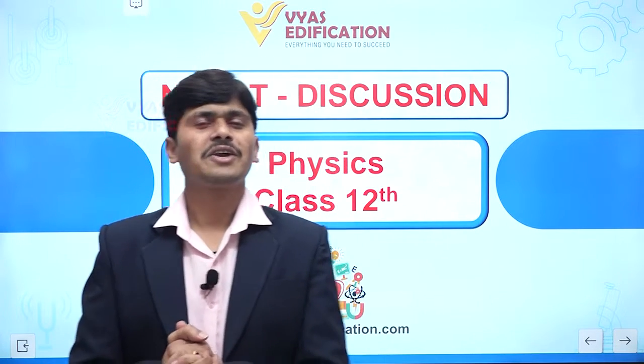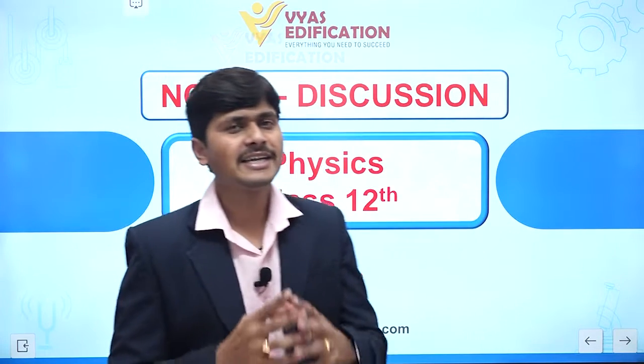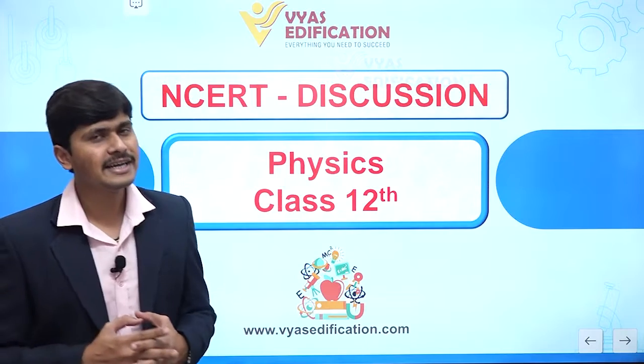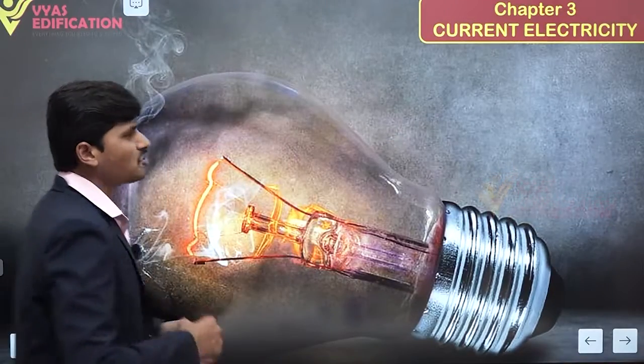In this session, we are going to discuss NCERT exercise solutions related to chapter number 3, Current Electricity, of class 12th. Clear? So, my dear students, this is a very good and definitely a very interesting chapter. In this chapter, we discuss some important topics like the relation between current and drift velocity, and how resistance varies with temperature, clear?